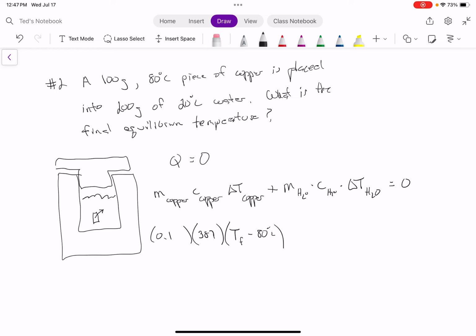plus the mass of my water, which is 0.2 kilograms, times the specific heat of water, and I'm going to use the value from the textbook, 4186, times the change in temperature. And the change in temperature of the water, again, T final minus T initial, so this should be T final minus 20 degrees Celsius equals 0. And since T final is going to be more than 20 degrees, that's going to be a positive number. And so now we've got an equation that we can solve for T final.